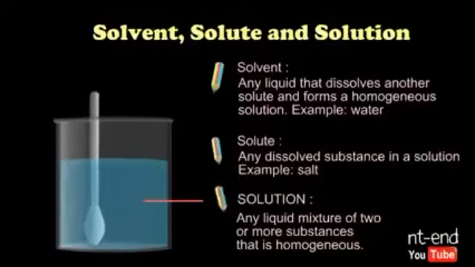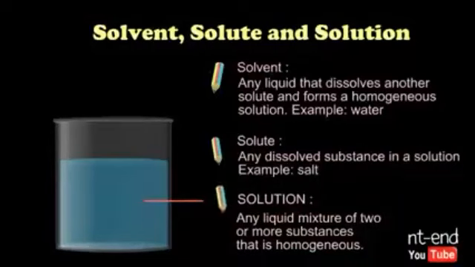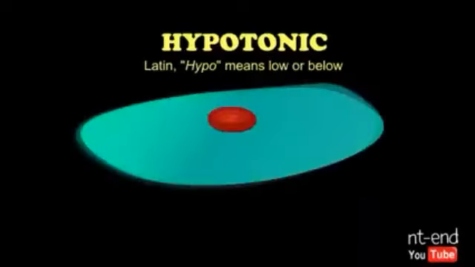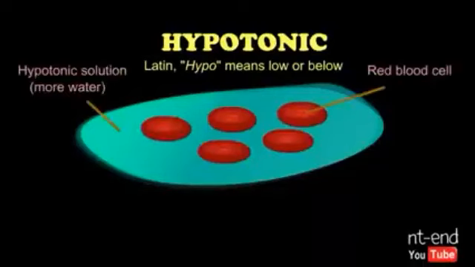Now the next topic is tonicity. The concentration of solution inside and outside is called tonicity. Concentration of water is called tonicity. So let's start the topic tonicity. The first topic is hypotonic. The word hypo represents low.